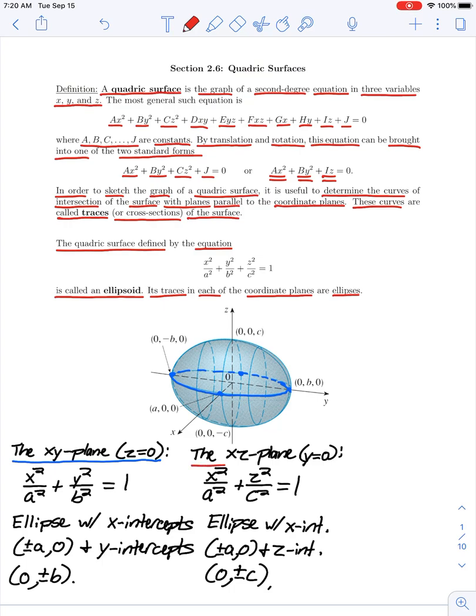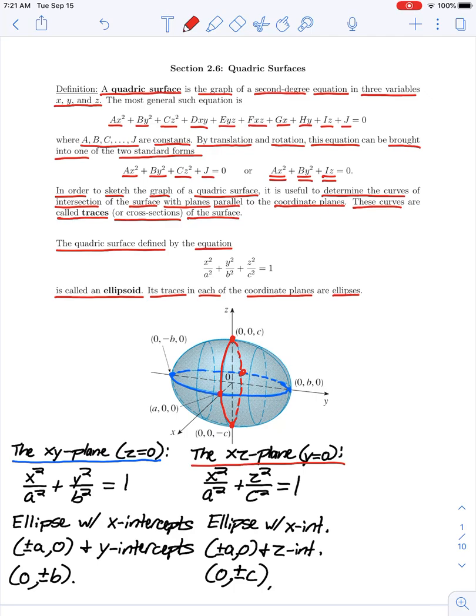So let's look at this trace in the plane y equals 0. So in the xz plane, we would have an ellipse whose x-intercepts are at plus minus a, and whose z-intercepts are at plus and minus c. So here we could trace out our ellipse in that plane. We would get a curve that looks something like this.